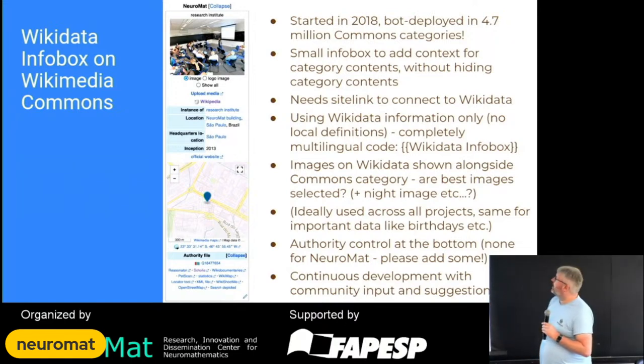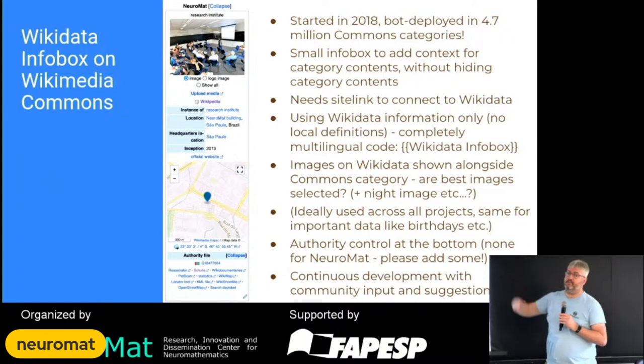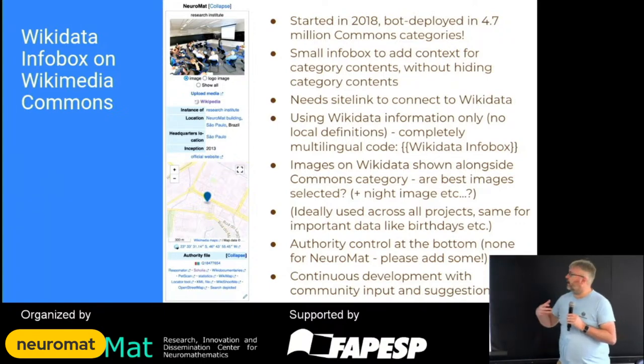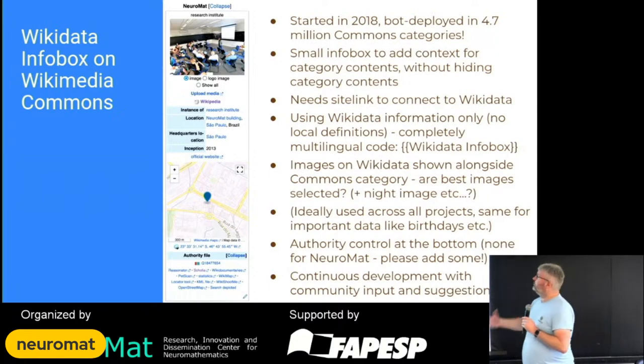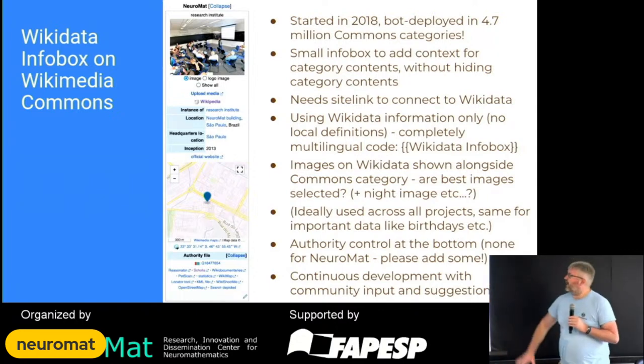It's very simple to put into the categories. This is bot deployed, now running in about 4.7 million categories. I think it's technically the biggest infobox deployment ever, even outside of Wikimedia, so that's fun. And it's very simple. You need to have recycling, so you need to link between Wikidata and the category. Once you've done that, you just add Wikidata infobox in brackets, done. Everything else is completely automatic.